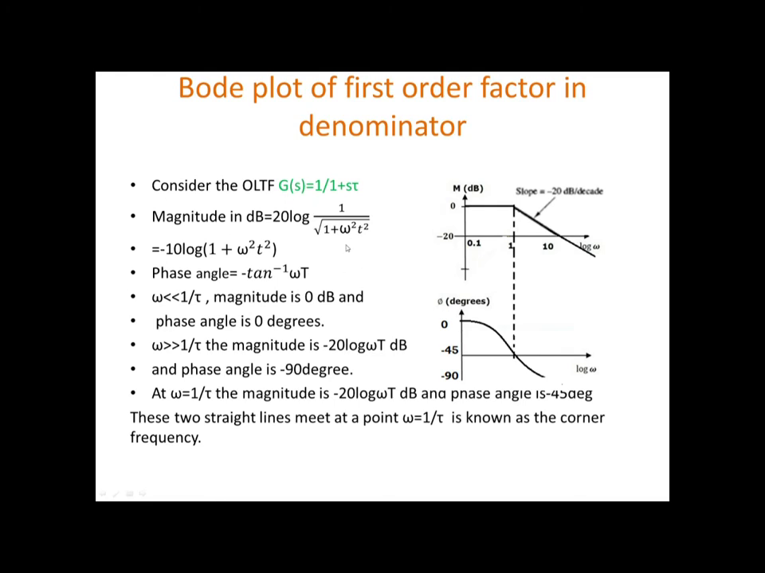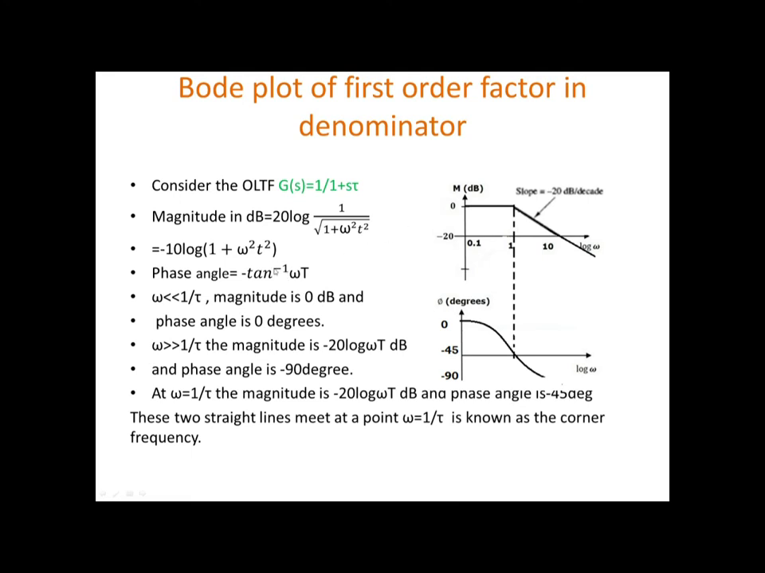And if we solve this, then we will get, as a square root is there, so it is actually to the power half, so it becomes minus 10 log 1 plus omega square t square. Now here it is a summation of two terms, and the phase angle becomes minus tan inverse omega t.